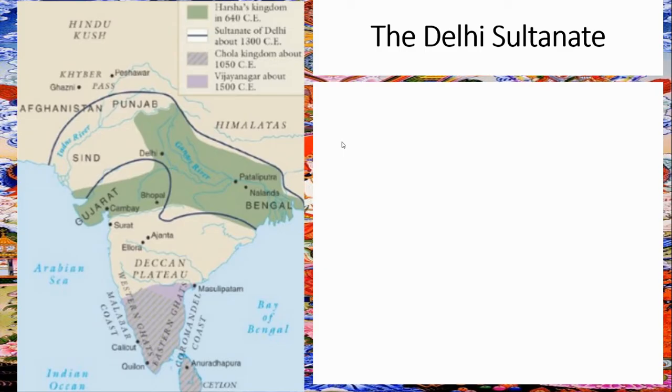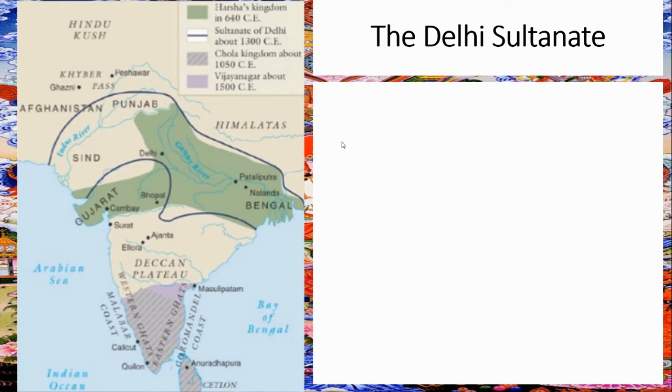We begin with the trading state of the Delhi Sultanate. This is located in northern India, and their main luxury good that they produced was cotton textiles. The Delhi Sultanate was established by a group of Muslim Turks who invaded northern India to take advantage of the wealth there. So automatically, we see an issue with the population in that Muslims and Hindus, they don't get along very well. And we'll cover that in a little while.